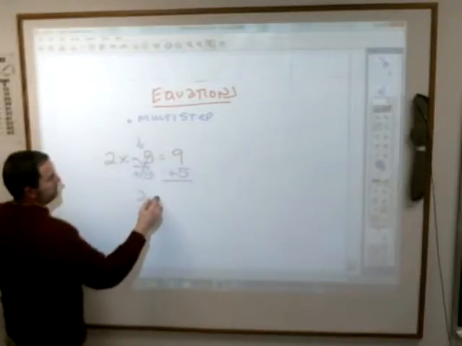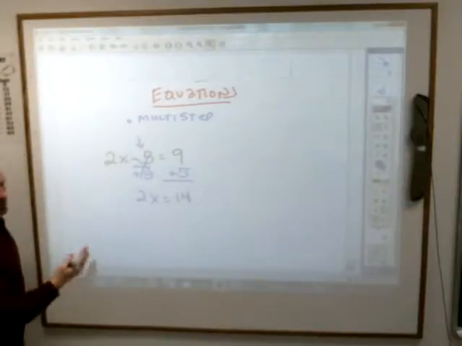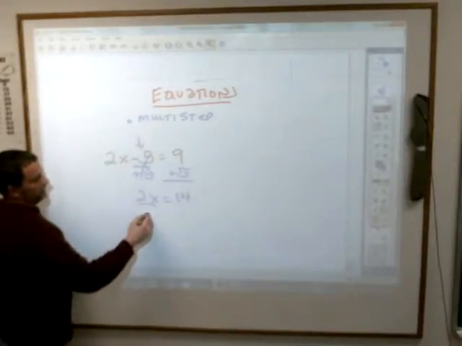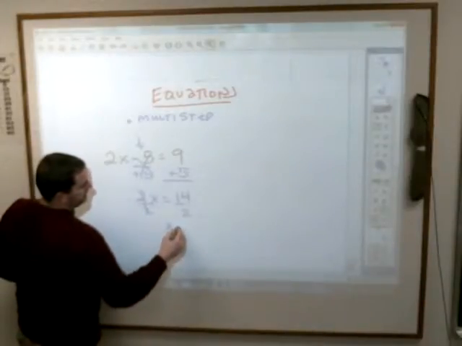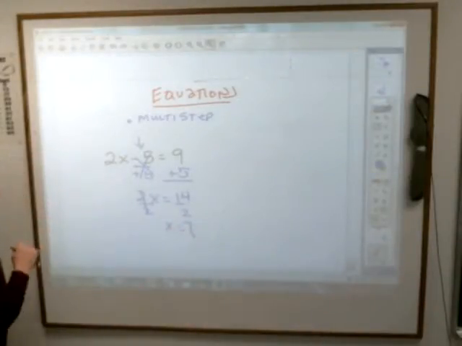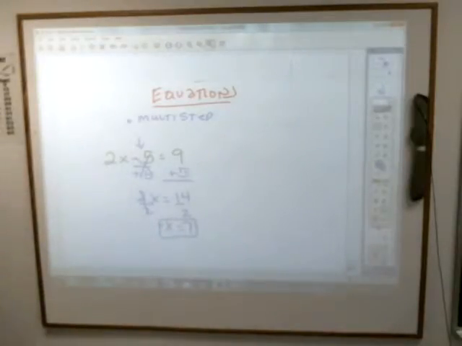So I end up with 2x equaling 14. And then your last step, you'll see, is always to divide by what's in front of the x, or the letter. So divide by 2, divide by 2, x equals 7. So there's a little refresher for you, because now they get just a touch more complicated.